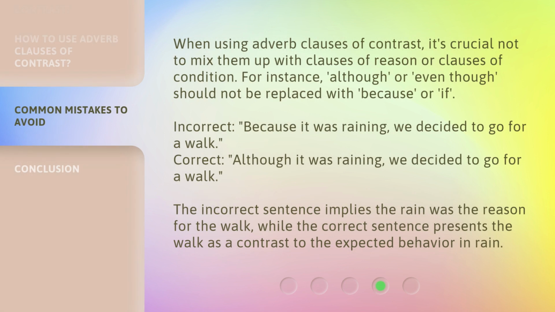When using adverb clauses of contrast, it's crucial not to mix them up with clauses of reason or clauses of condition. For instance, although, or even though, should not be replaced with because or if. Incorrect. Because it was raining, we decided to go for a walk. Correct. Although it was raining, we decided to go for a walk. The incorrect sentence implies the rain was the reason for the walk, while the correct sentence presents the walk as a contrast to the expected behavior in rain.